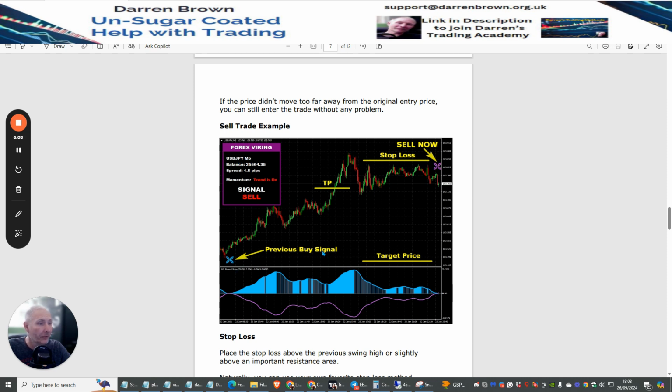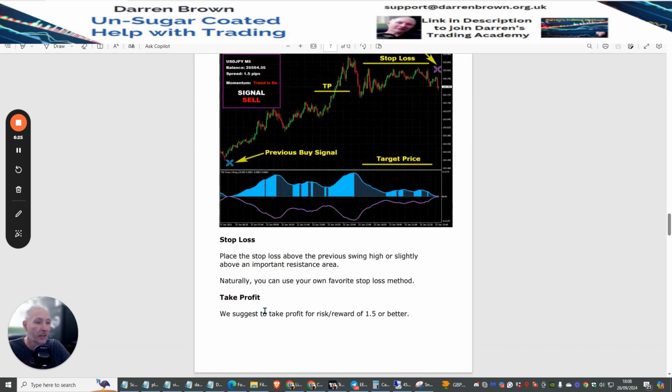You can see that the previous buy signal, so what it's saying is that you wouldn't get into this trade necessarily because it's telling you the trend is down. It's telling you it's a sell trade. Okay, so you wouldn't get into this. If your price didn't move too far away from this original entry price, you can still enter the trade without any problem. However, you just want to be a bit wary and make sure that what you see on this signal is corresponding to the indicator on the chart.